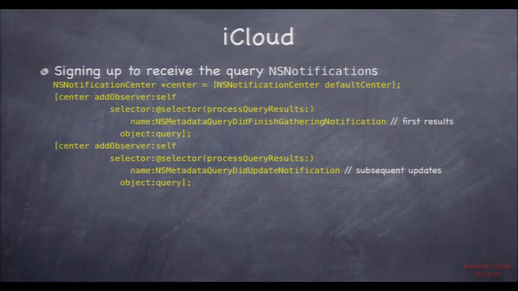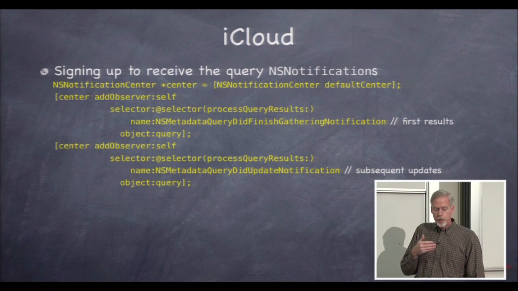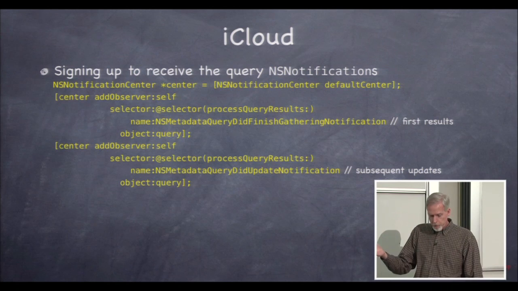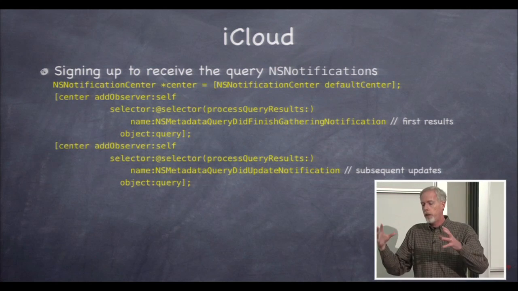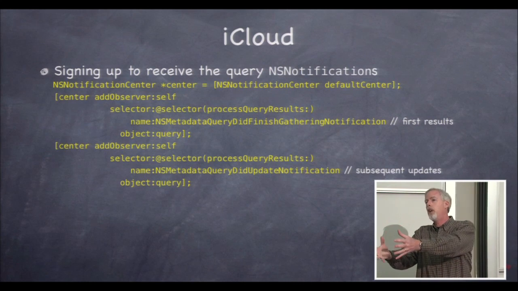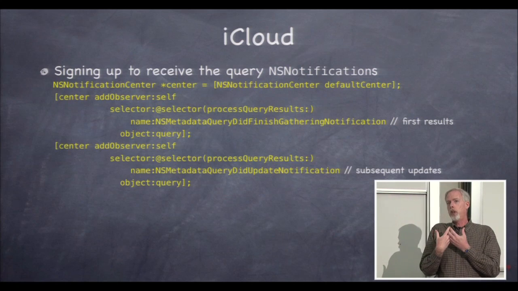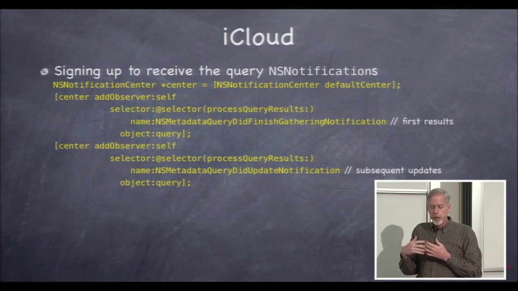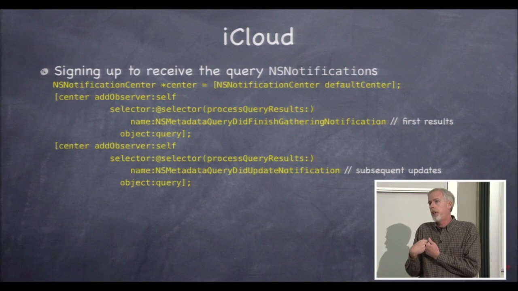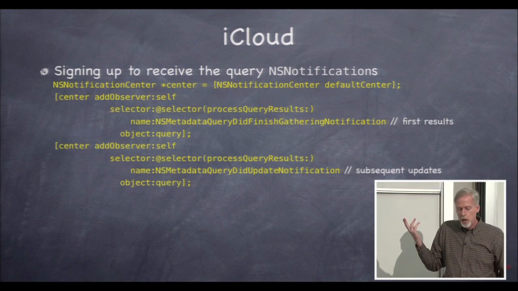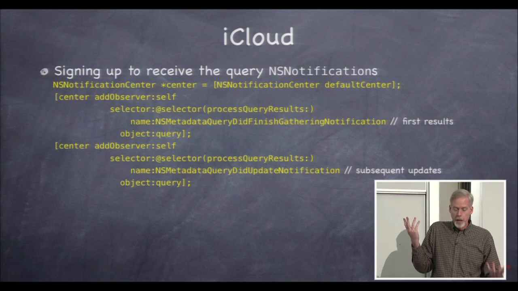So here's what it looks like to sign up to receive the notifications that something has changed. This is Notification Center. We've already talked about this. We're just going to add an observer to call a certain selector, processQueryResults I called it here. And the two interesting notifications are NSMetadataQueryDidFinishGatheringNotification. That's the notification it sends you when it first gets off to the cloud, gets the first chunk, or the first look at what's out there. And then there's NSMetadataQueryDidUpdateNotification, which is something has changed in the cloud since I gathered that original batch.